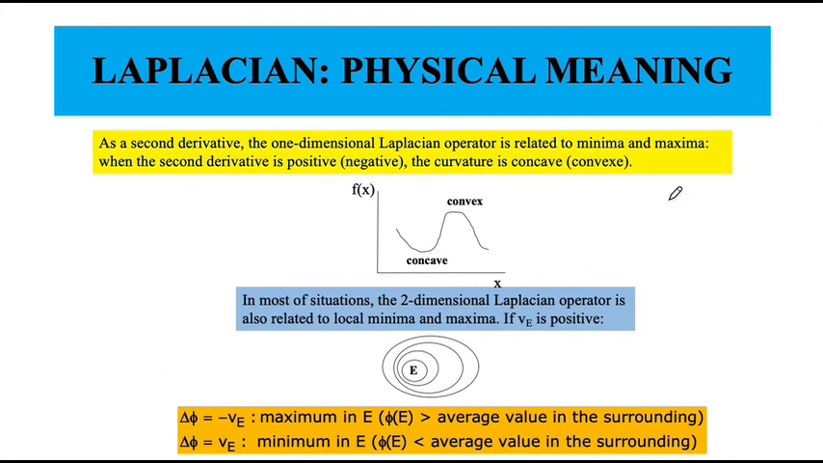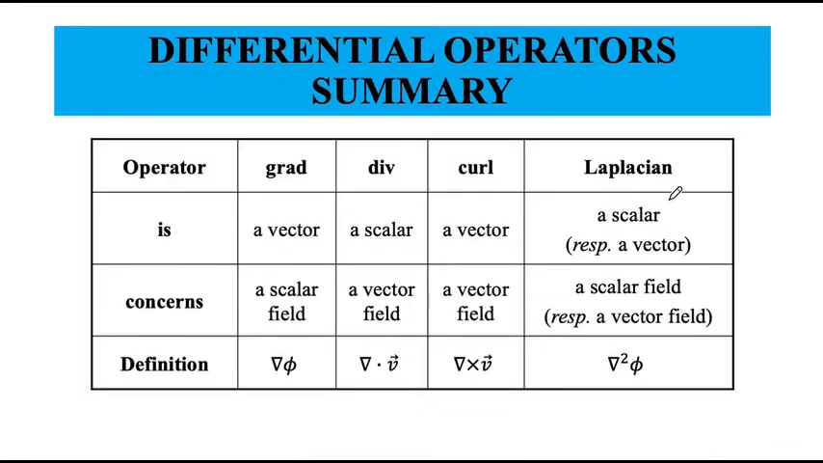Now I will just do the operator summary. The gradient is a vector, the divergence is a scalar, the curl is a vector. Okay, the Laplacian is a scalar. This operator is concerned with a scalar field, this one with a vector field, this one with a vector field, and this one with a scalar field. Okay, definitions are given in such form.